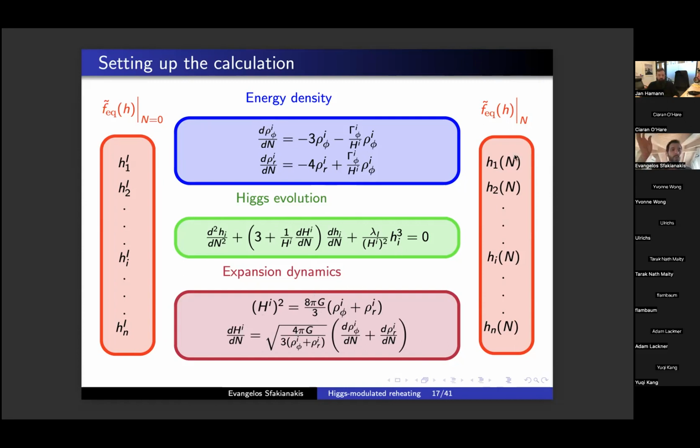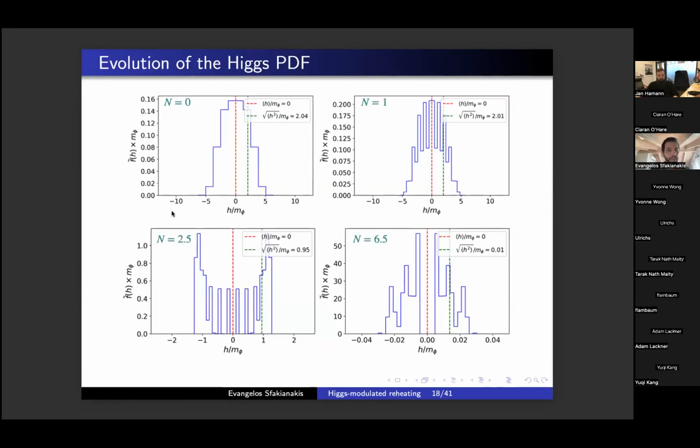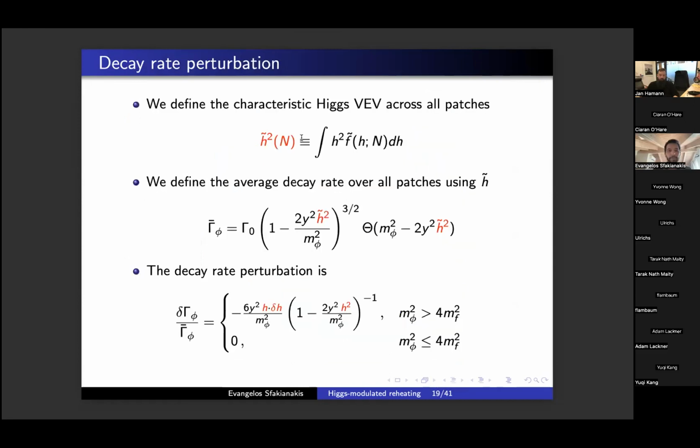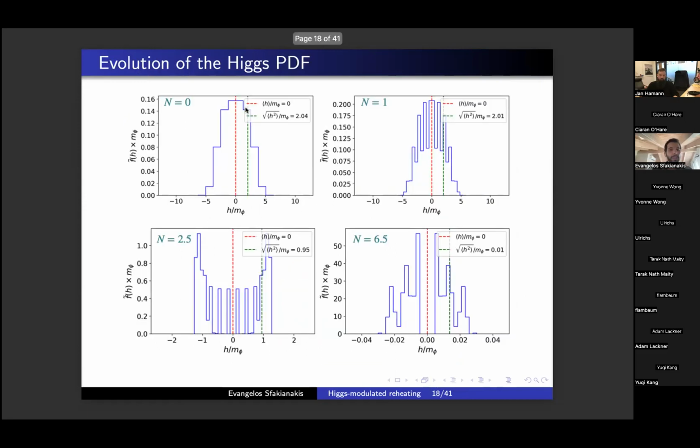And that allows us to look at how the initial Higgs probability density function, or the Higgs distribution, evolves with time. Right? And here we see exactly that. I start with some distribution of Higgs values, and as time progresses, this distribution changes. And this also tells me, in each point on this PDF for the Higgs, I have a different decay rate. So I can define the characteristic Higgs value across all patches, right? This would be not the mean, because the mean is 0, but the variance of this distribution, right? This green line here.